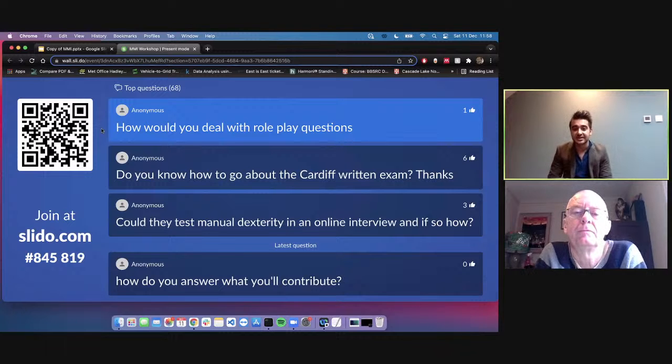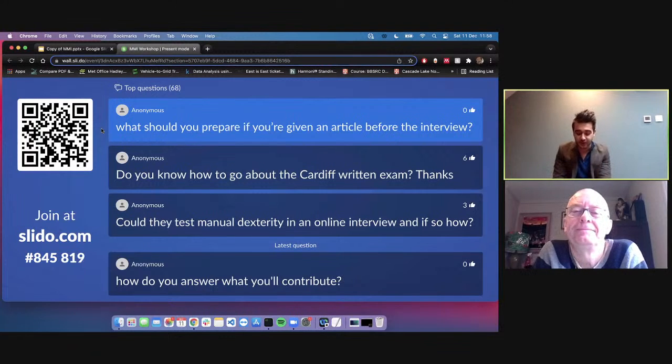We've seen that, could they test manual dexterity in an online interview, and if so, how? I don't know how they could do this, actually. I don't think they will. And realistically, unless you're doing surgery, you don't need to have that much manual dexterity. You need to be not the clumsiest person and safe with your hands. But in terms of the qualities for a doctor, I think it's quite down on the priority list, and I can't see how they'll do this.